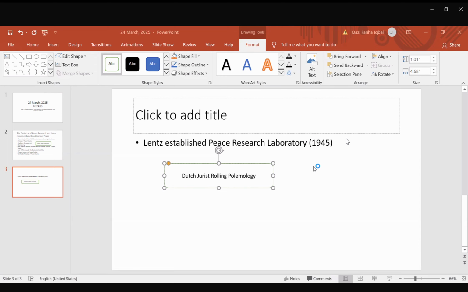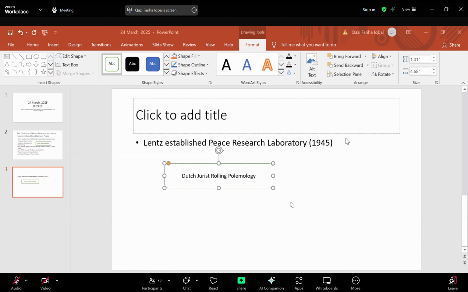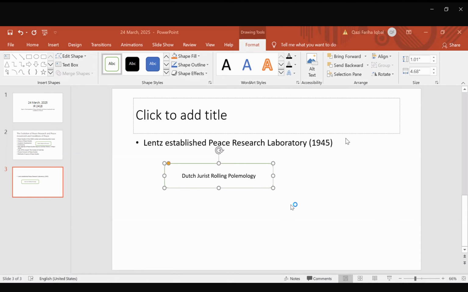And this institute has published two very prominent journals. The names of the journals are Security Dialogue and Journal of Peace Research. In 1959, Johan Galtung established the Peace Research Institute of Oslo, and this institution publishes two prominent journals, Security Dialogue and Journal of Peace Research.